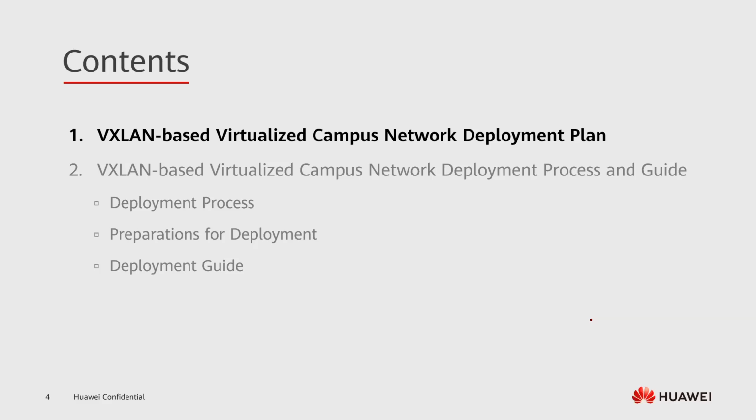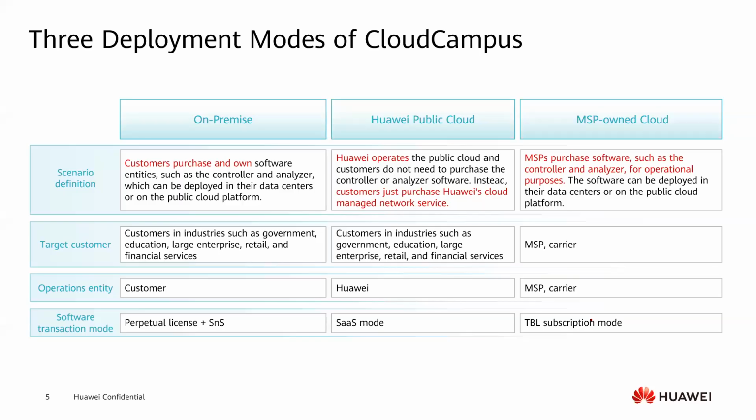So first is some network planning and an overview of the deployment. We introduced last day that there are three deployment modes for the campus solution, such as on-premise, Huawei public cloud, and MSTP-owned cloud. For the large and medium-sized campus network scenario, we suggest you just buy the controller and the analyzer, and install them in your own data center. Just choose the first one, the on-premise scenario.